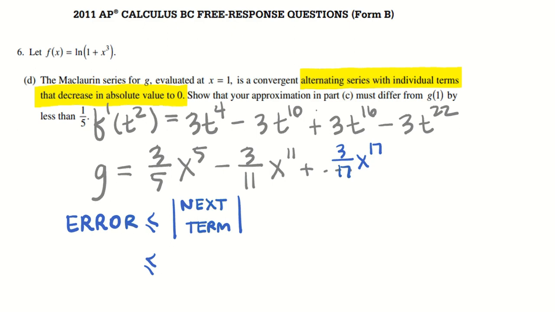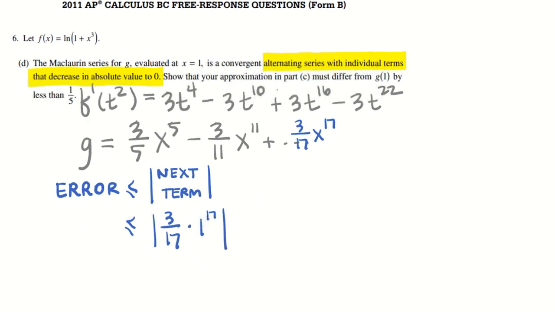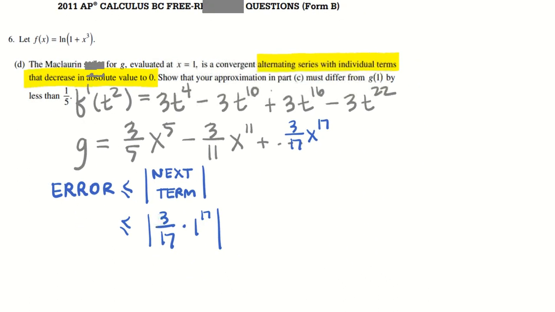And then when we plug in x equals 1, I'm going to say, all right, that's the absolute value of 3 over 17 times 1 to the 17th power. And that's, let's see, make this a little smaller without bringing in part of another problem. Okay, which is just 3 over 17. Well, 3 over 15 is 1/5, so I'm saying that this is less than 1 divided by 5.